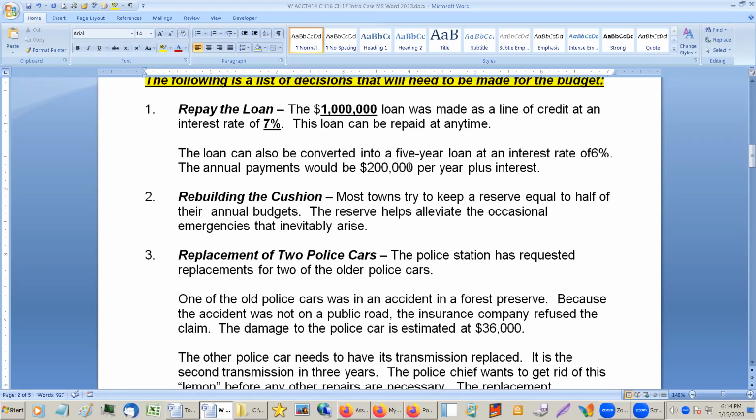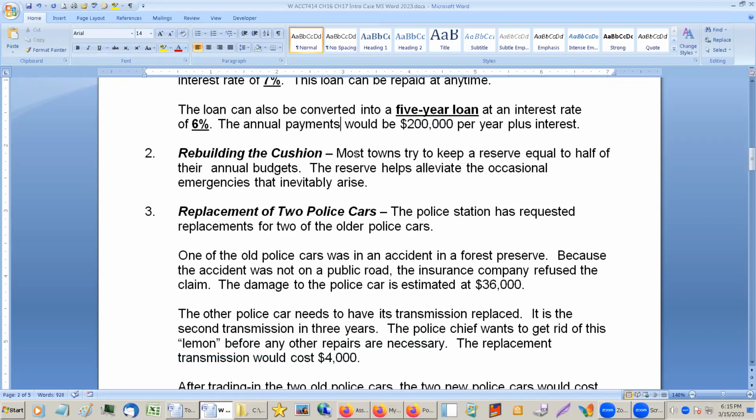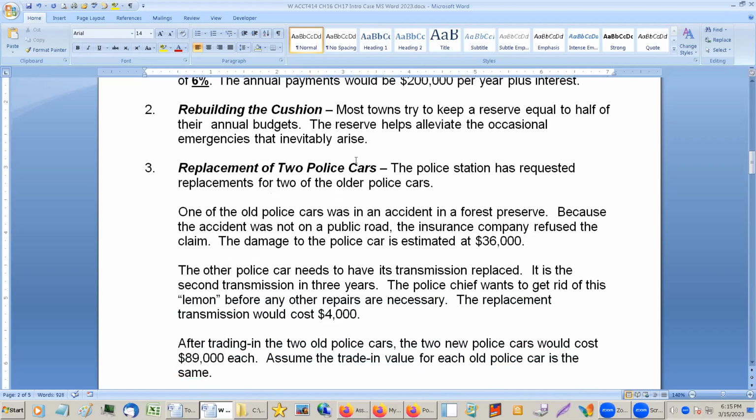Okay, the loan can also be converted into a 5-year loan. An interest rate of 6%. The annual payments would be $200,000 per year plus interest. Okay, so they could also convert it into a 5-year loan. Every year they have to pay off $200,000.